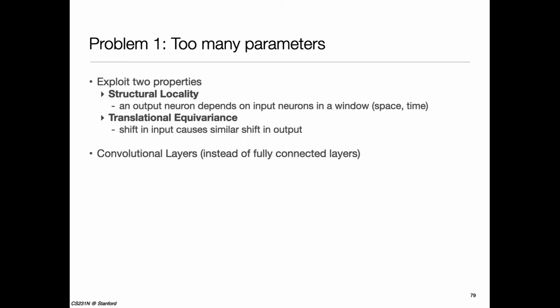So in particular, there are two properties that are exploited, and a lot of this work happened in computer vision, so they come from there, but it's equally valid for other sensor data also. So one is structural locality, and that refers to the fact that the output at a point depends upon inputs nearby in time, nearby in space.